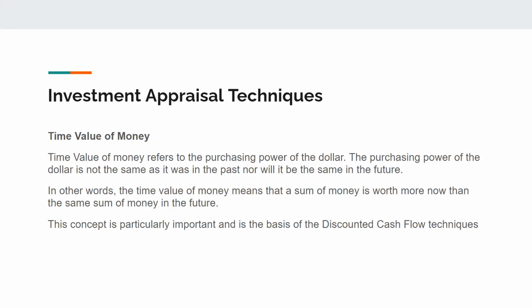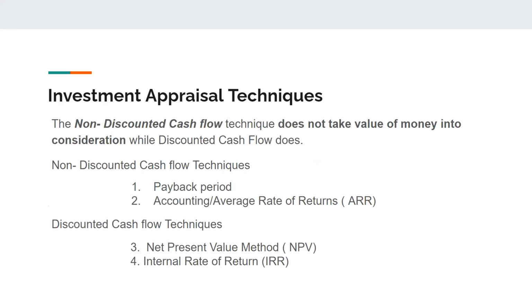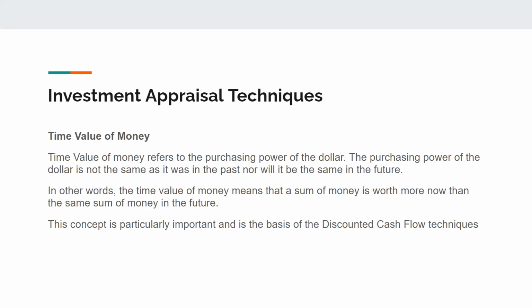So time value of money basically says that the purchasing power of a dollar now is not going to be the same as it would be in the future, nor would it be the same as it was in the past, right? And it's the main basis of the discounted cash flow techniques, right? The non-discounted cash flow techniques do not take the time value of money into consideration, whereas the discounted cash flow techniques, which are mainly the net present value and the internal rate of return, do take the time value of money into consideration, and we will see how in a bit, right?